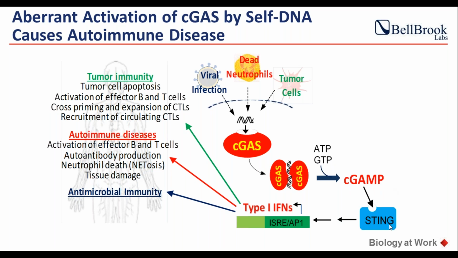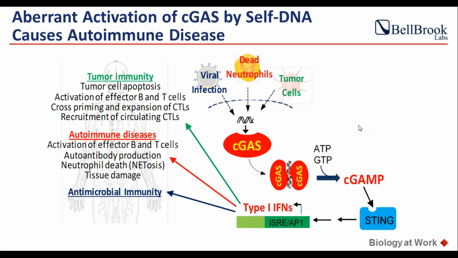This cGAMP then directly binds to STING. STING stands for stimulator of interferon genes, which triggers phosphorylation of several partners, primarily the transcription factor IRF3 via TBK1, and that promotes transcription of inflammatory genes like the interferon beta. So that's the typical pathway.